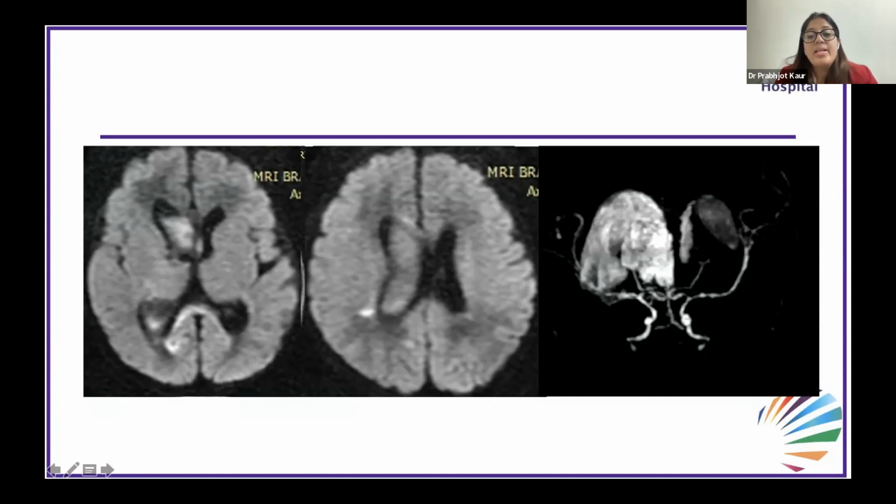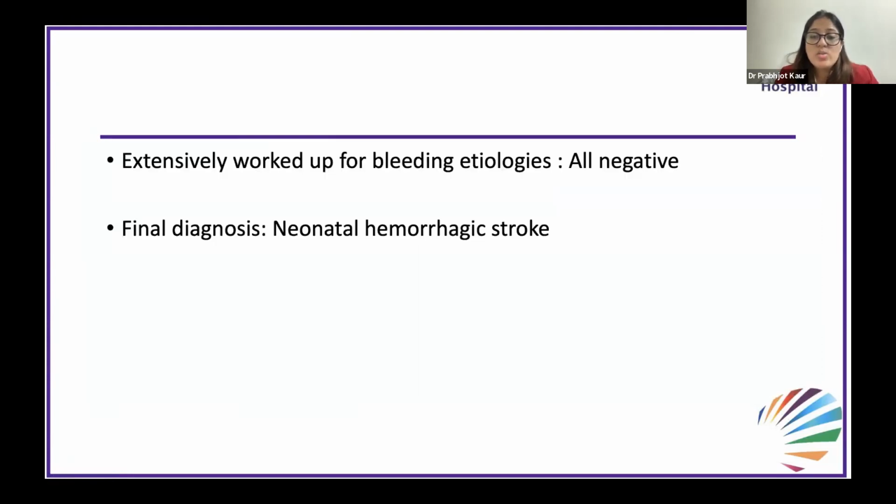So ideally, an MRA should be done after 6 weeks of an acute bleed, because it tends to obscure the arterial system like this. Subsequently, this baby was extensively worked up for bleeding etiologies. Everything was negative. Genetics is still pending. We have still not planned for genetic testing. So the final diagnosis was a neonatal hemorrhagic stroke.